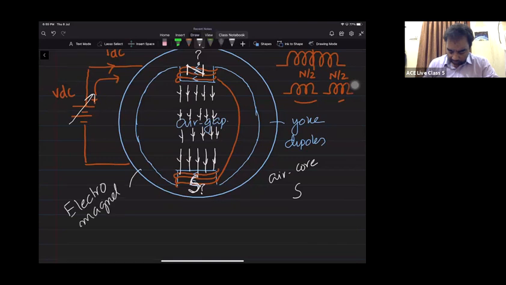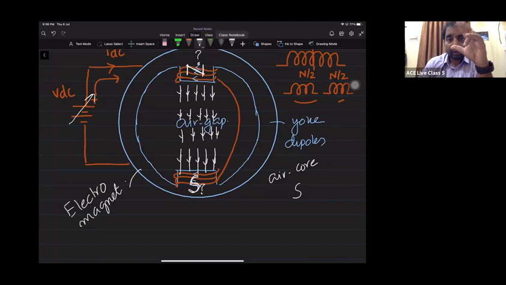Electromagnet. Is it clear? Confirm me, all of you. Right. So I told you that for the production of torque, two magnetic fields are required.